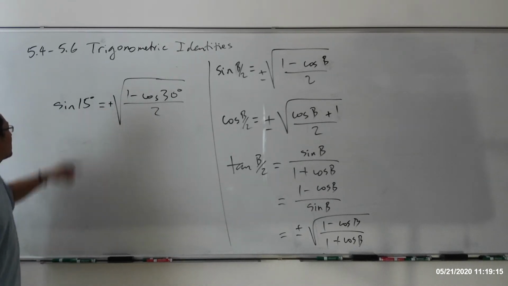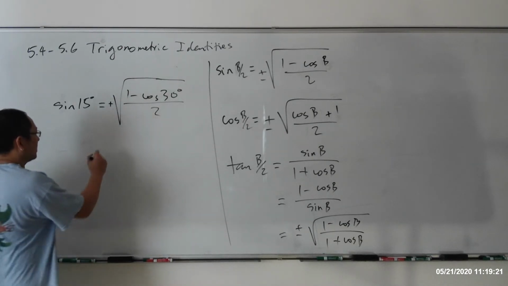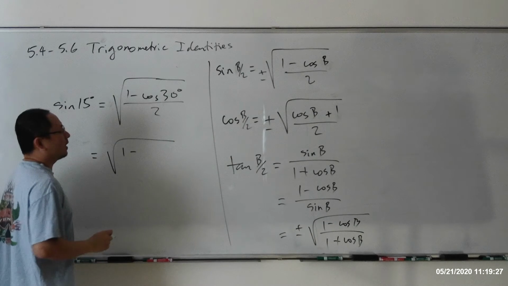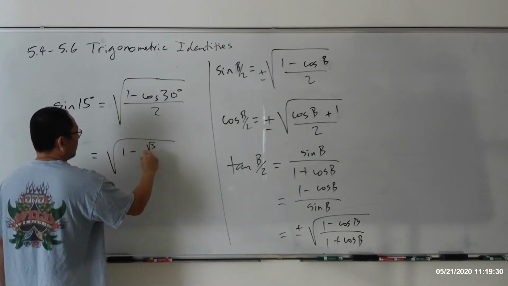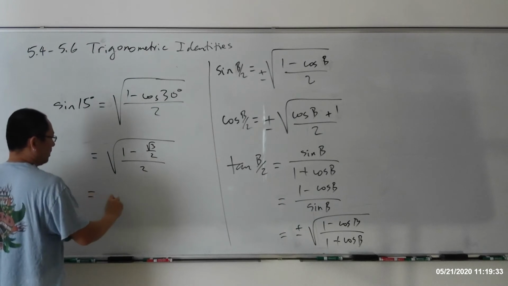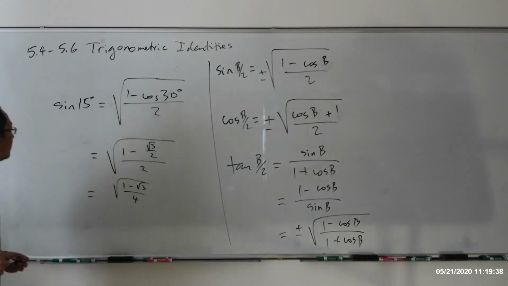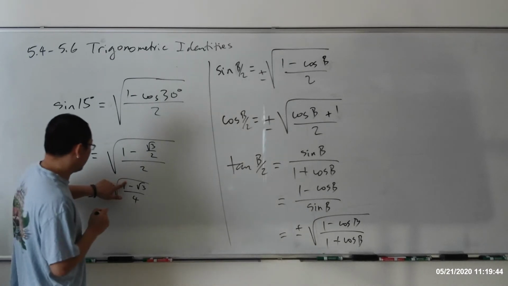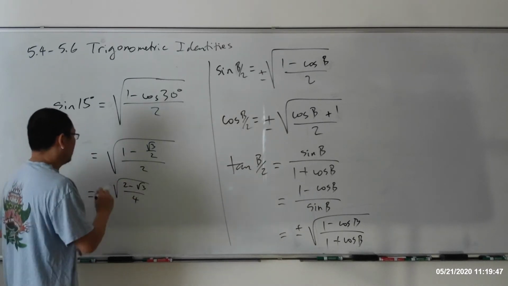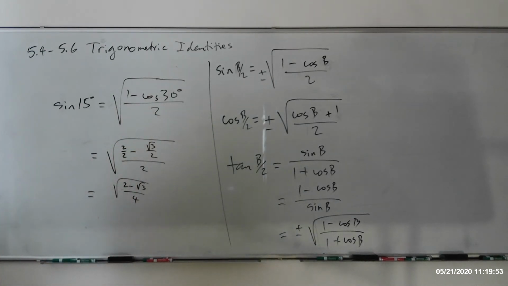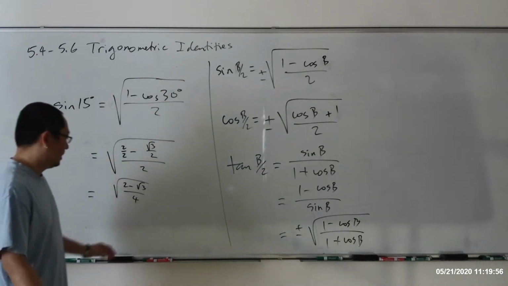Okay? What if you got something like 200 degrees, for example? It's going to be negative, right? This is positive now. Don't need that. So this is the square root of 1 minus cosine of 30 degrees, which is root 3 over 2, and everything over 2. It's going to be 1 minus root 3 over 4, and then take the square root. Think of the 1 right here as 2 over 2. So 2 minus root 3 over 2, and not over 2 but over 4, and then take the square root. That is sine of 15 degrees. Okay?